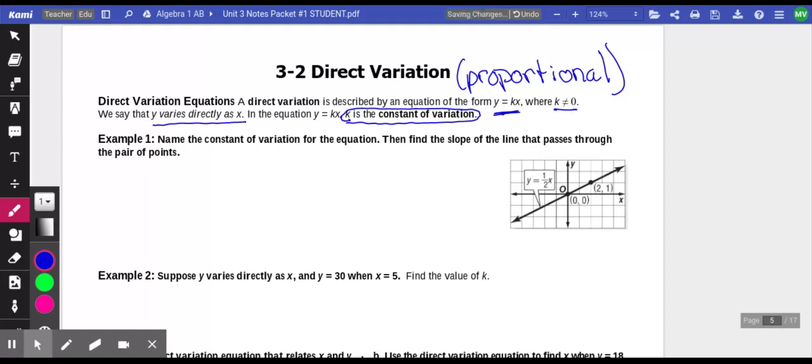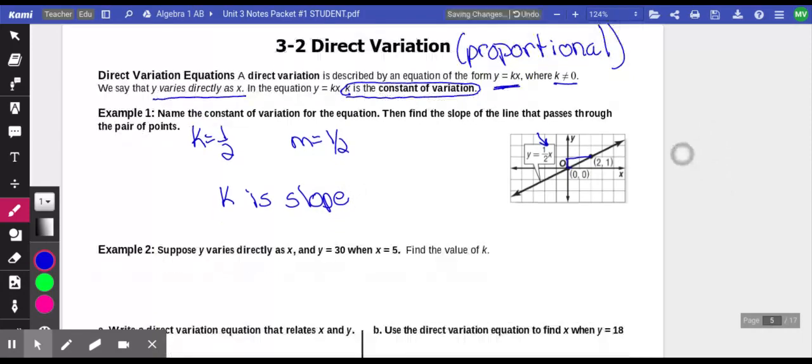So, example 1: name a constant of variation for the equation, then find the slope of the line that passes through the pair of points. The constant of variation here is 1/2, because that's what I'm multiplying by x. And if I find the slope, I go up 1 over 2, so the slope equals 1/2. So the constant of variation is the slope for direct variations.